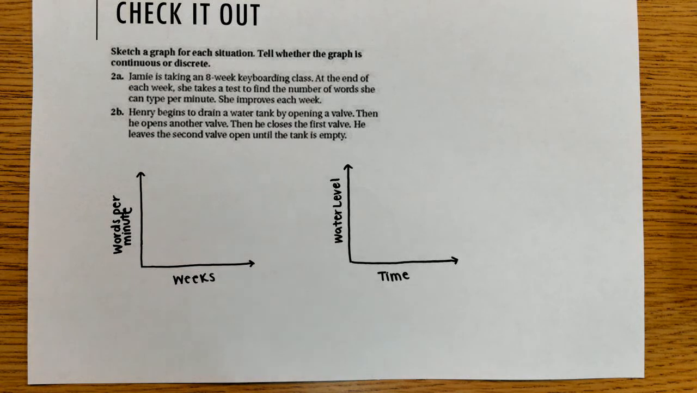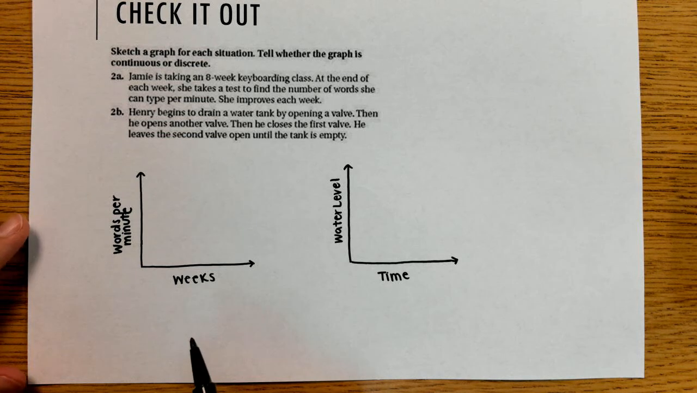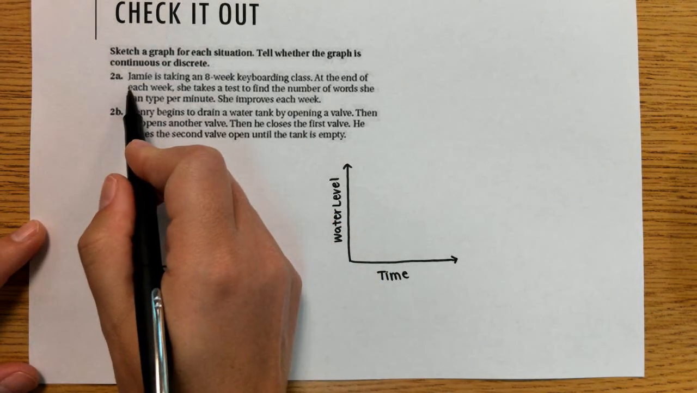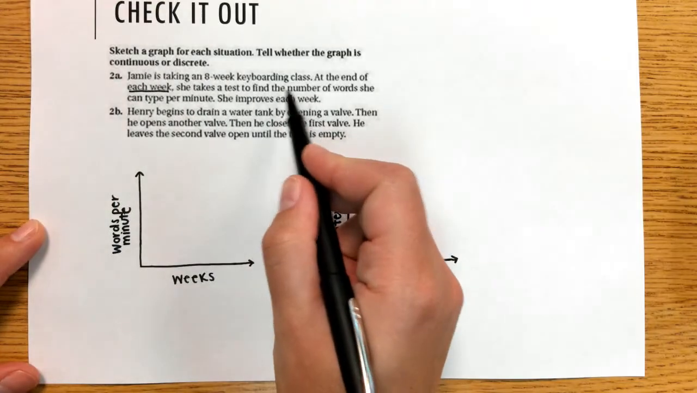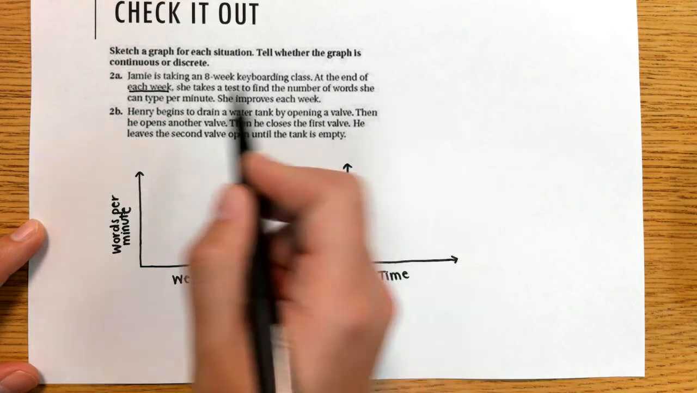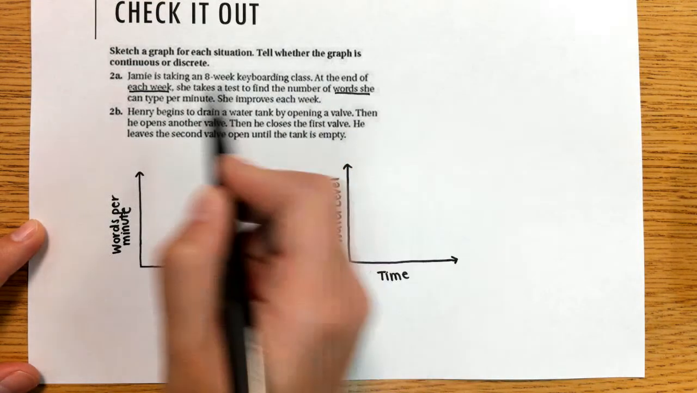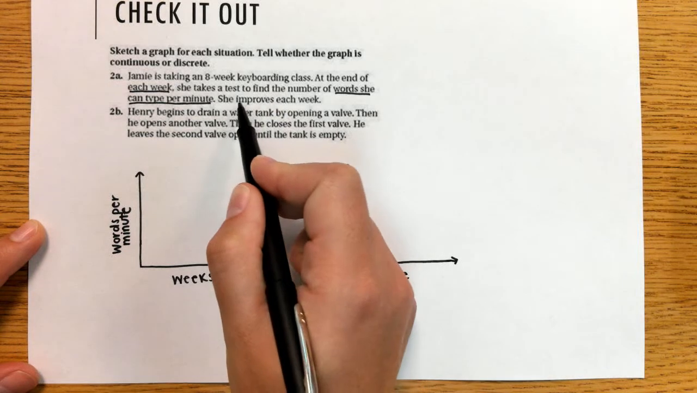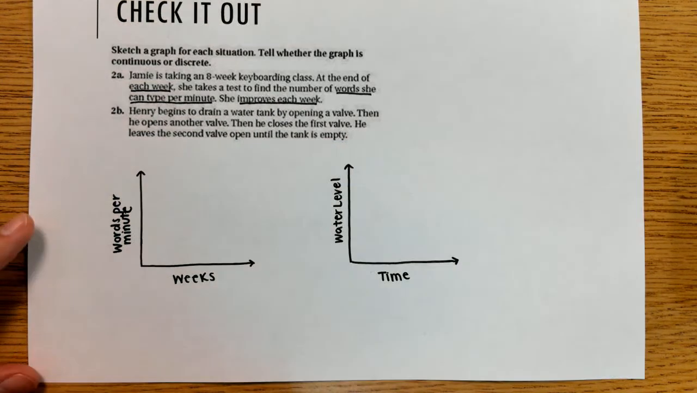So for A, it says Jamie is taking an 8-week keyboarding class. At the end of each week, she takes a test to find the number of words she can type per minute. She improves each week. So each week, she has the number of words she can type per minute. She's improving each week. Okay, so we're only collecting data at the end of each week.